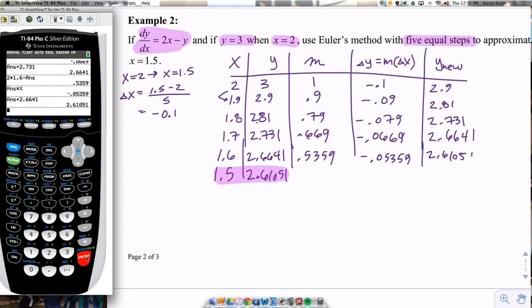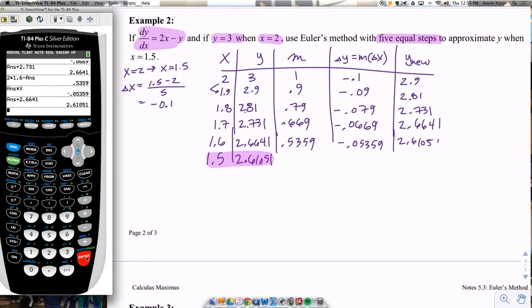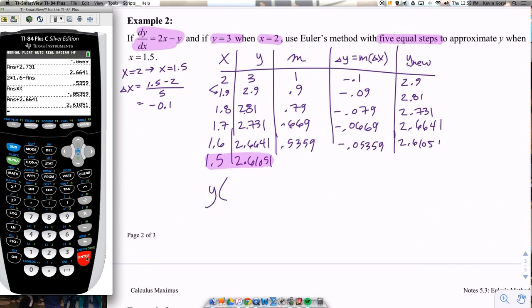No, now you actually write the sentence. You'll say y of 1.5, what comes next? Equals? Squiggles, is approximately 2.61051.